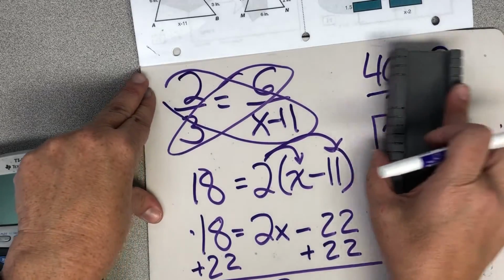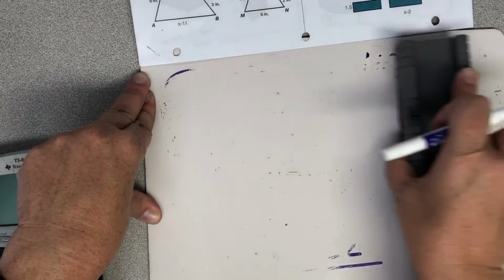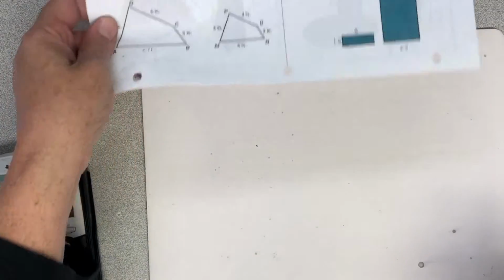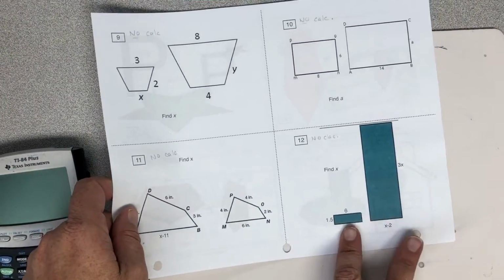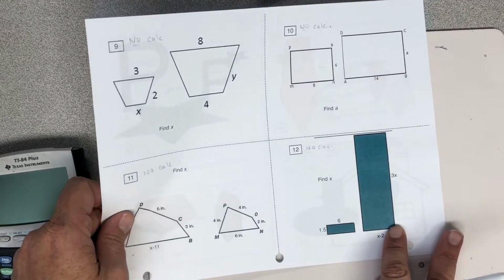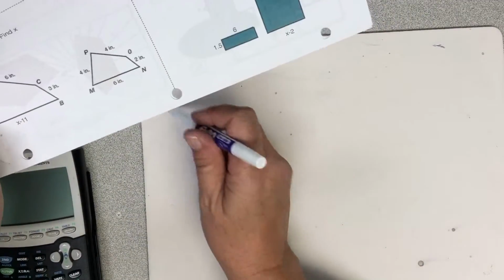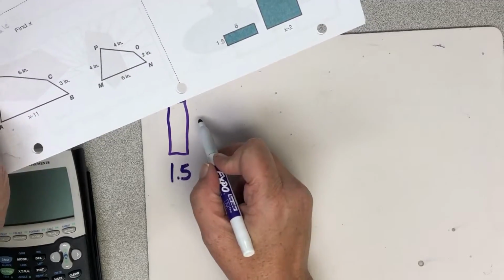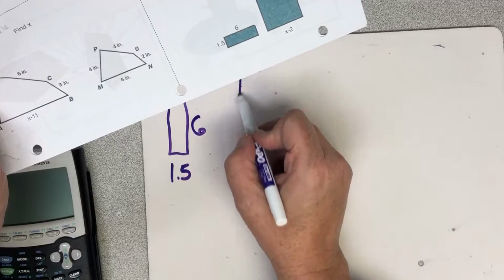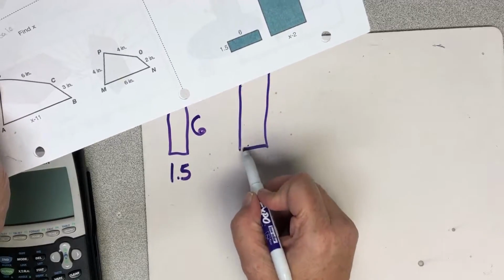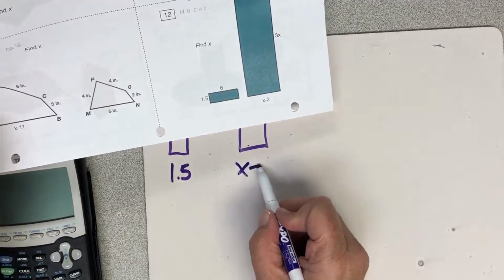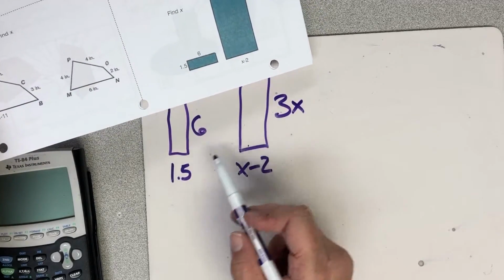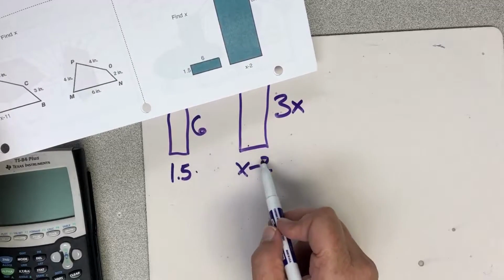Let's do number 12, because I believe number 12 tricked several people. And part of it was because a lot of people didn't recognize that this rectangle is turned sideways. So if you look at the small rectangle, the base would be 1.5 if you turned it, and the side would be 6. And if you look over here, the bigger rectangle, x minus 2 is the base, and 3x is the side. So we have to make sure that we're using the corresponding sides.